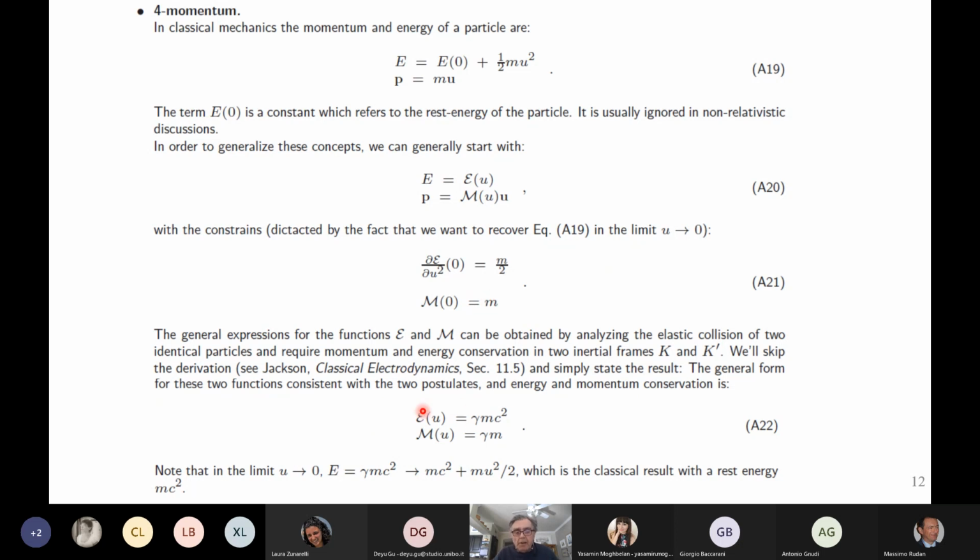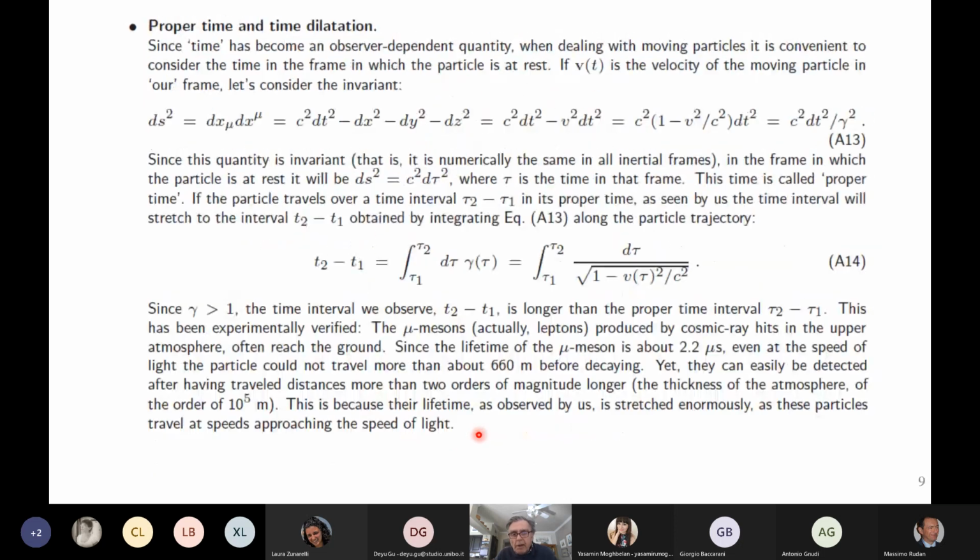And we can see that the only form that this generalized expression can have is if we write the mass of the particle that moves at velocity u as the rest mass times this factor gamma. I remind you what gamma is. Gamma is 1 over the square root of 1 minus v squared over c squared.